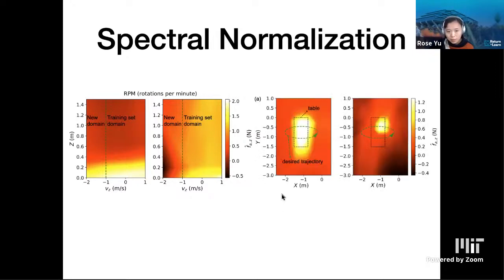This phenomenon is more obvious in the flying around the table case. With spectral normalization, we can see the model has learned a clear table boundary, even though we only sampled a limited domain of this table, whereas without spectral normalization, the model does not know the boundary of the table. So it actually has to be very safe.